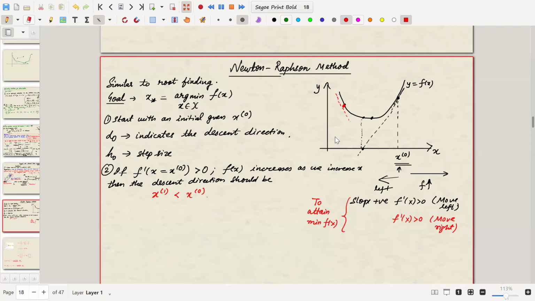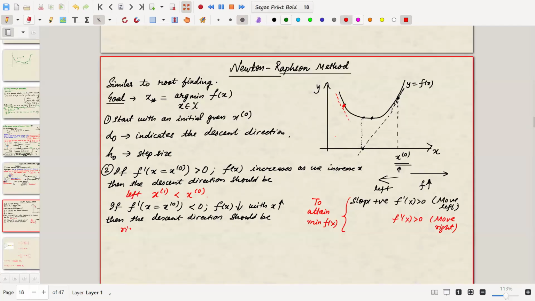Got that idea? Okay. Now, if f prime at x equals x0 is less than 0, that means fx decreases with increase in x. So the descent direction should be, anyone? Where it should be? This is left and this is right. It should be towards the right. That is, x1 should be greater than x0. Got that idea?